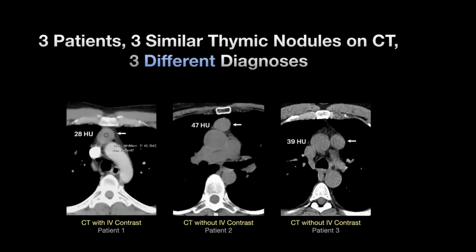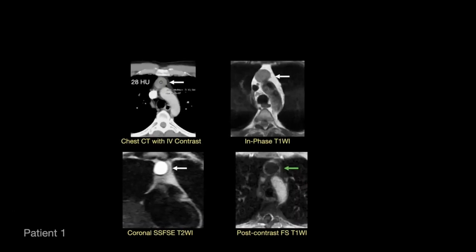I'm now going to share a tale of three thymic nodules with you. These images come from three patients with three similar appearing thymic nodules on CT, but three different diagnoses. One lesion measures 28 Hounsfield units, another 47, and another 39. They're all well circumscribed for the most part in the prevascular mediastinum. What's the differential diagnosis? Thymic cyst, thymoma, an enlarged lymph node? Maybe not. If there's no lymphadenopathy anywhere else, a solitary prevascular nodule is unlikely to represent a lymph node.